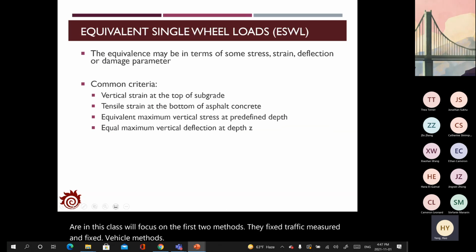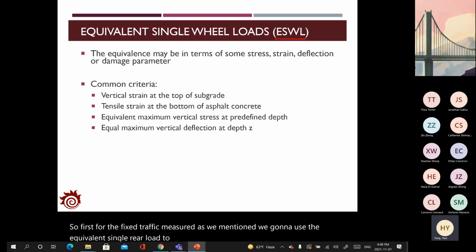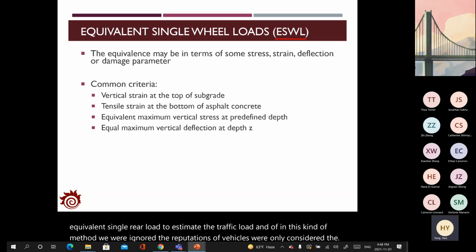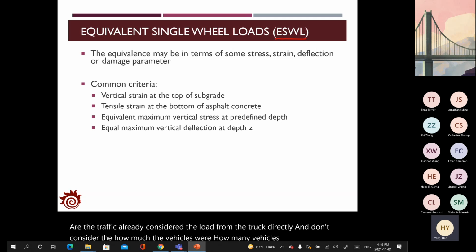So first, for the fixed traffic method, as we mentioned, we're going to use the equivalent single wheel load to estimate the traffic load. And in this kind of method, we will ignore the repetitions of the vehicles. We consider the load from the truck directly, and don't consider how many vehicles will pass on the road during unit time.